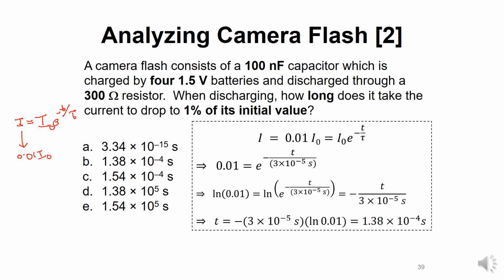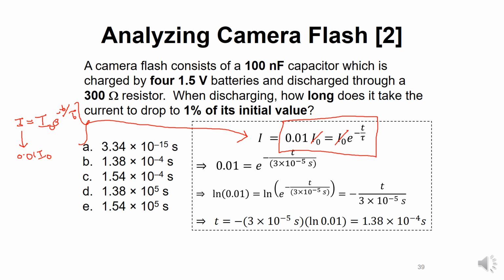Right, so this is what we are doing in this box. We plug in 0.01 I0 on the left side, and keep the other terms on the right side. I0 is on the right side. So we can cancel I0 straight away. See the trick in this problem.